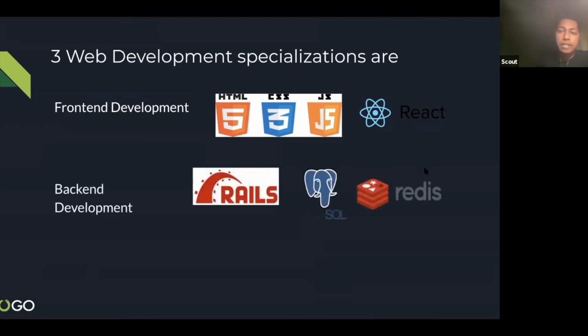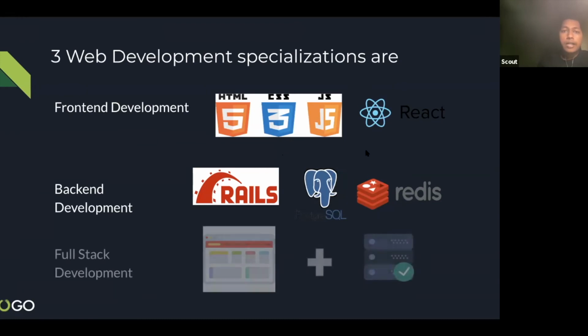Second is backend development, meaning how the logic is going on, how we write the business logic, and everything that surrounds the business logic. Technologies used here are mostly Ruby on Rails, PHP, Java, or Python also. Django is a framework in Python for web development. We use databases like PostgreSQL, MySQL, and Redis.